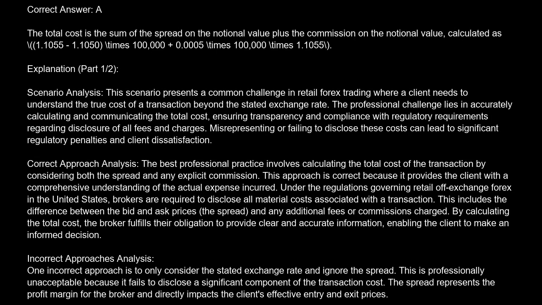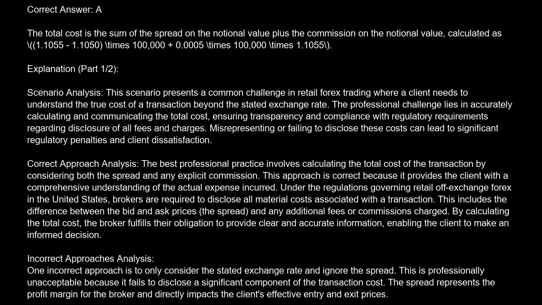The correct answer is A. The total cost is the sum of the spread on the notional value plus the commission on the notional value, calculated as (1.055 - 1.050) times 100,000 plus 0.0005 times 100,000 times 1.055. Explanation. Scenario analysis.